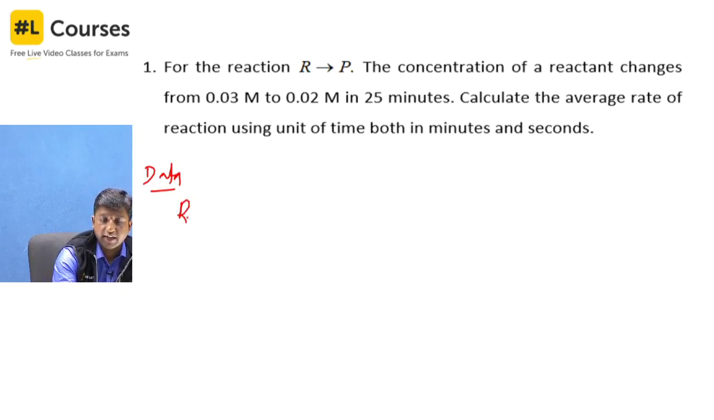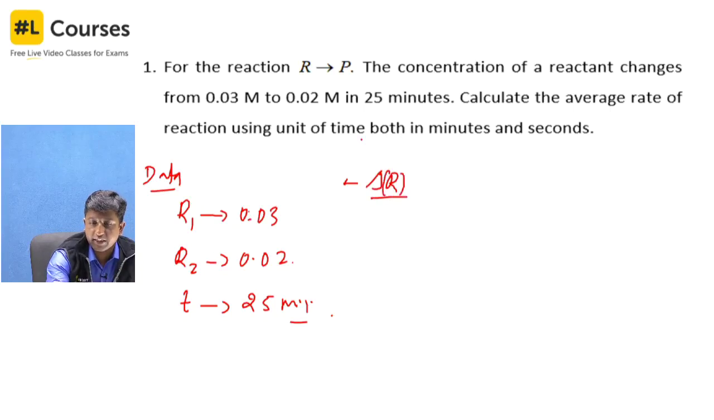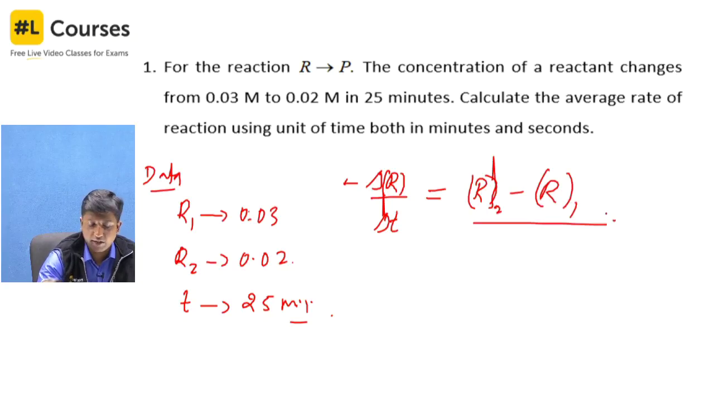Initial concentration of the reactant, I take it as R1, it is 0.03 molar, and the changed concentration, I take it as 0.02 molar at a time interval of 25 minutes. Now I want to calculate the average rate of reaction. So with respect to reactant R, I can write the average rate of reaction as the change in the concentration of reactant R with respect to the change in time interval, which will be equal to R2 minus R1 divided by the time interval, that is T2 minus T1.